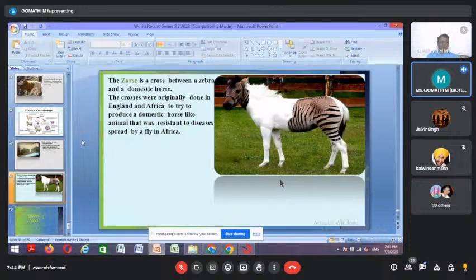And next is the Zorse. It's a cross between a zebra and a domestic horse. The crosses were originally done in England and Africa, to try to produce a domestic horse-like animal that was resistant to diseases spread by the fly in Africa.